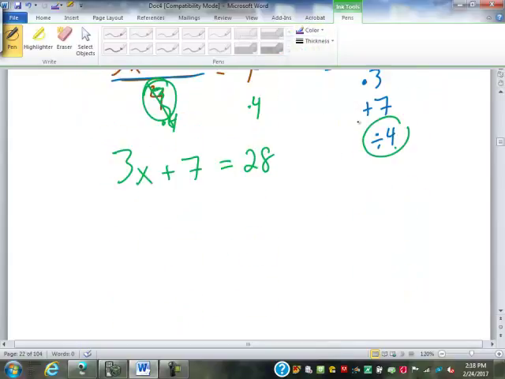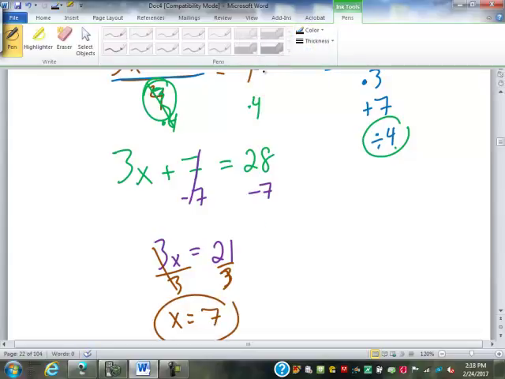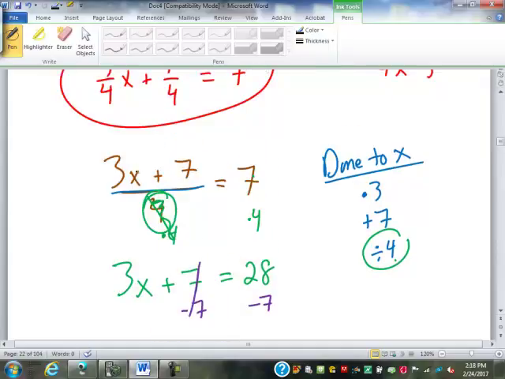What are we going to do next? Subtract 7, good. 3x equals 21. And then divide by 3. So x equals 7. And as always, I'm not going to do it this time, but as always, we could plug that 7 back in for x in the original equation here and verify to see that it does come out to the same value on both sides.